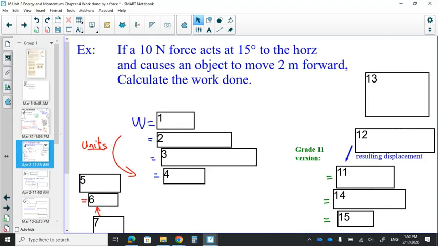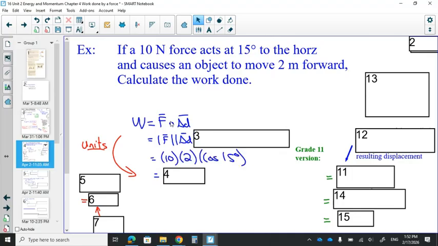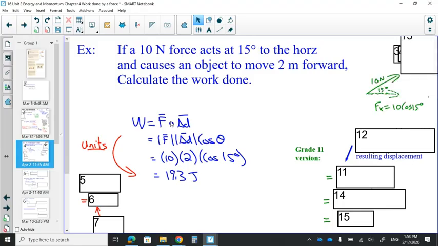We got our 10 Newton force acting at 15 degrees to the horizontal, causes it to move forward 2 meters, calculate the work done. So it's usual stuff, right? Except now we can start with our grade 12 definition of force vector dot product with the displacement vector. But it quickly becomes essentially the same thing, right? I don't actually prefer this one, to be honest. I'm showing it to you because it's going to extend to other things.